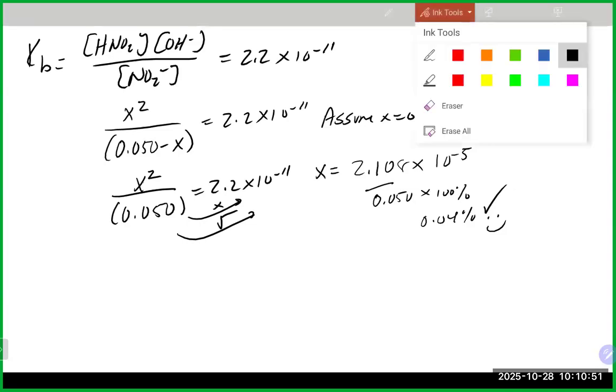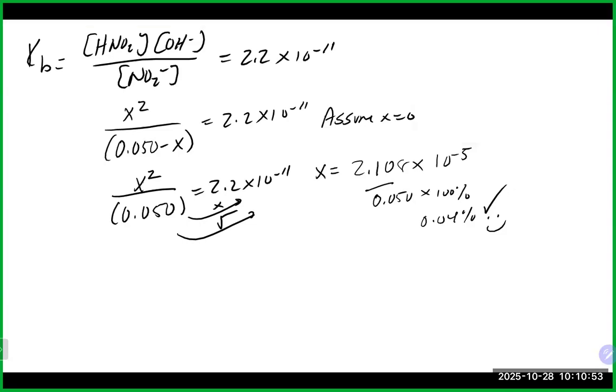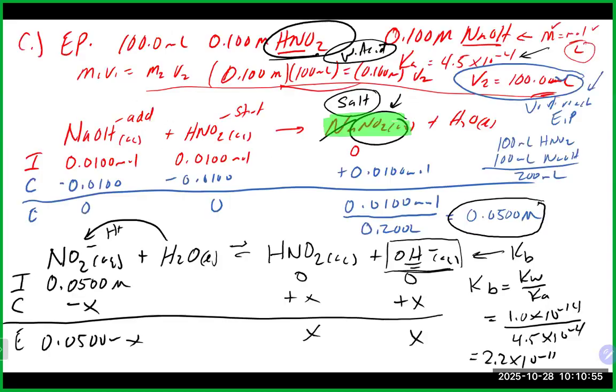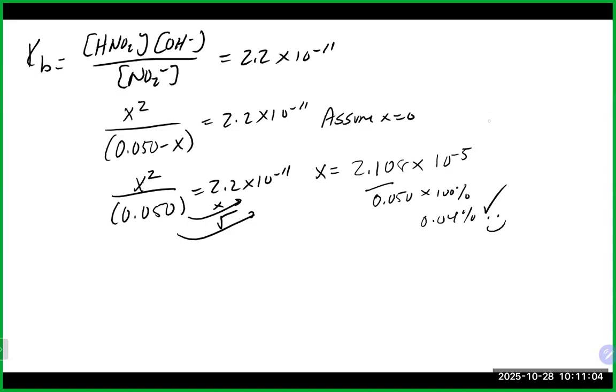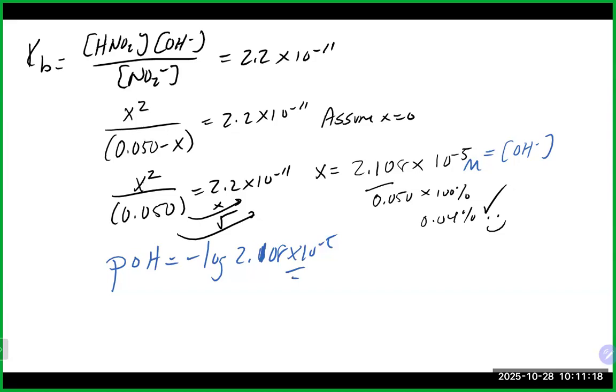So again, it's important maybe to reference your table, and hopefully you wrote your equation right. And when we come back to our table, once again here, that x is not the H plus concentration, but it is the OH minus concentration. So this is going to equal the OH minus concentration. So we get our pOH here. So our pOH will equal minus the log of 2.108 times 10 to the minus 5. And it's going to look like something here.